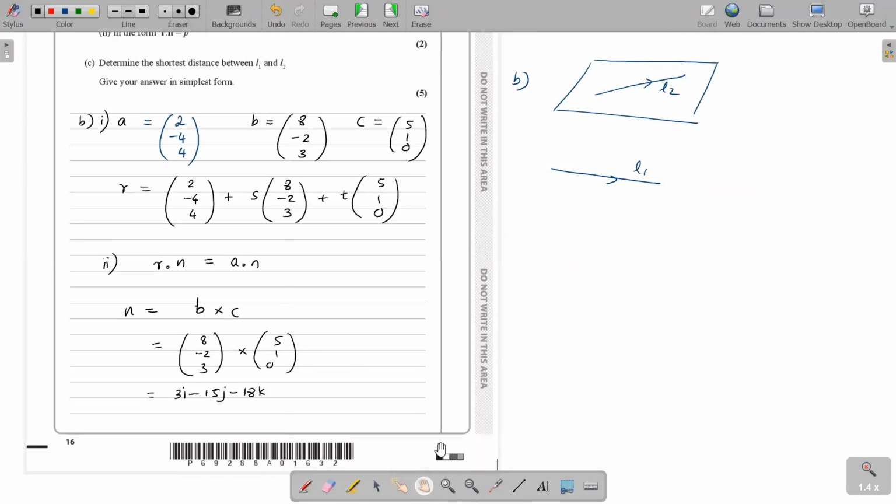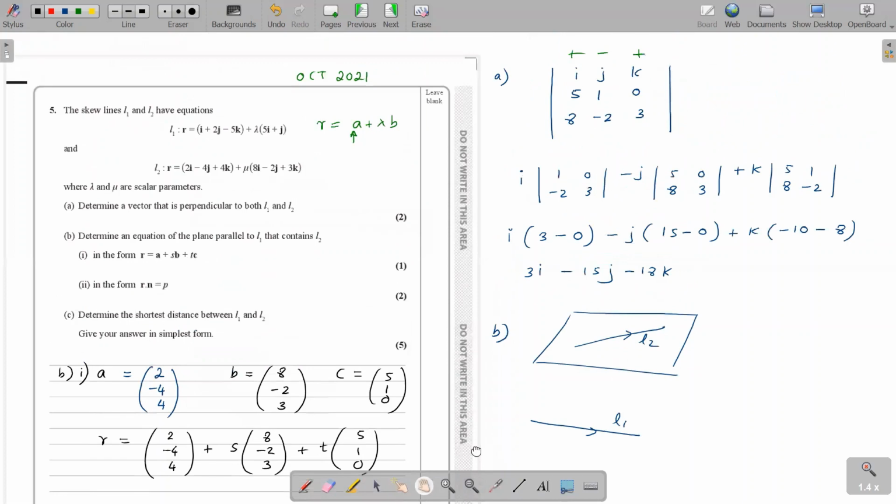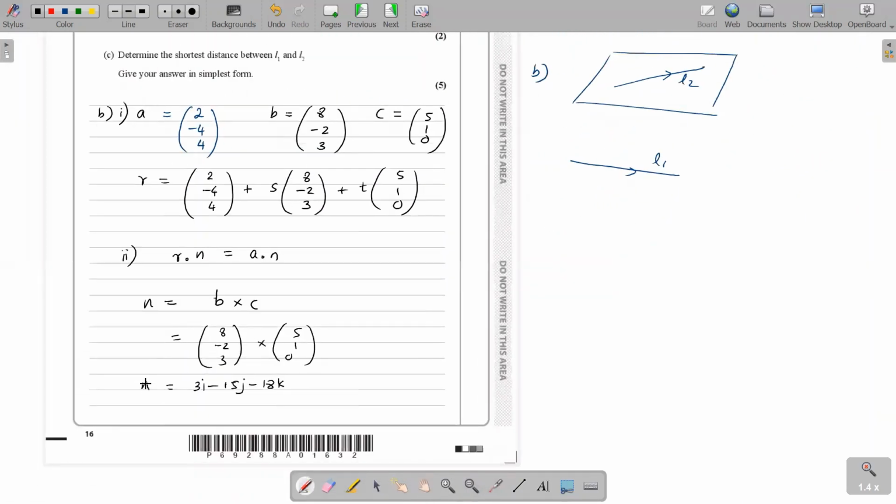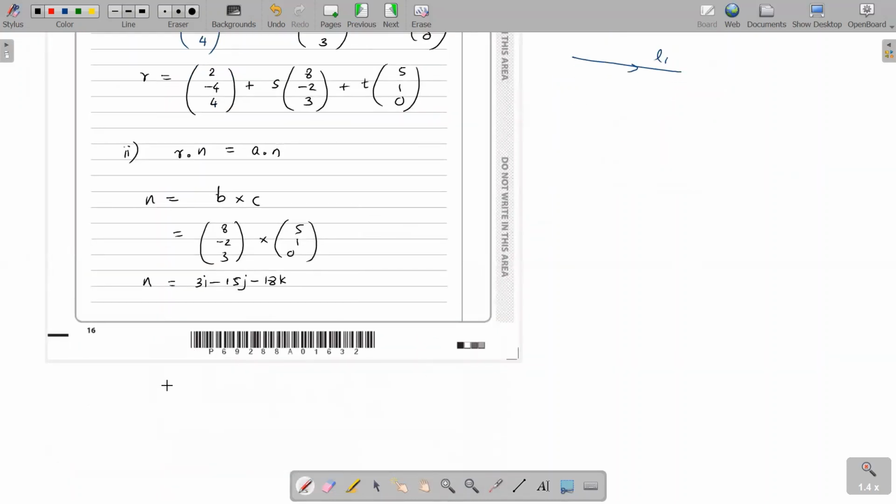I minus 15j minus 18k. Do you agree with me? Okay, so then we have the vector n. So now it's time to get the A dot n value. What's our P value? R dot n equals A dot n, and A dot n is the P value. Okay, so P is A dot n. Get the A dot n value.